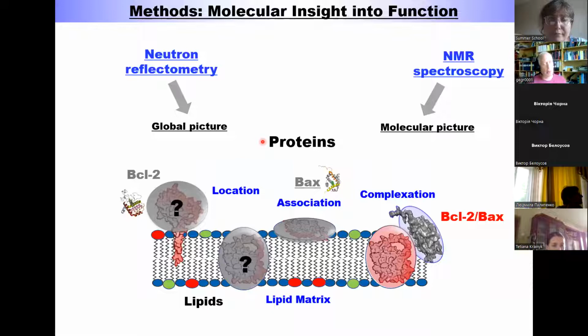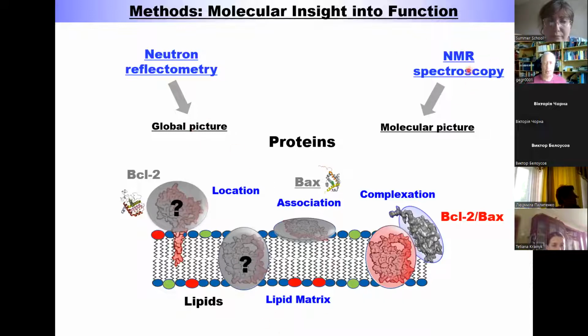And now we have to think about, okay, now we have our membranes, we have our proteins. What can we do now? Now comes the title of my talk. We can do neutron reflectometry. So we can see an overall picture: how is the whole membrane organized, with proteins on top or inside? This you cannot do with NMR. With NMR you have angstrom resolution, but you cannot say what is 500 angstroms away or 100. So it gives you a global overall picture of what happens.